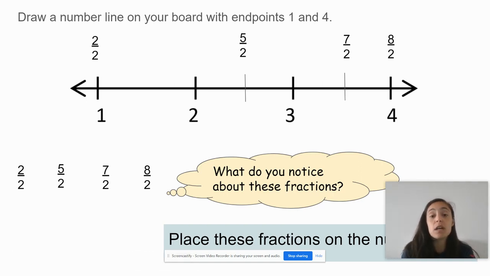So our code word is spaghetti. So think about that word, think about telling your teacher, and think about how you can place your fractions on your number line with a unit greater than 1. All right?